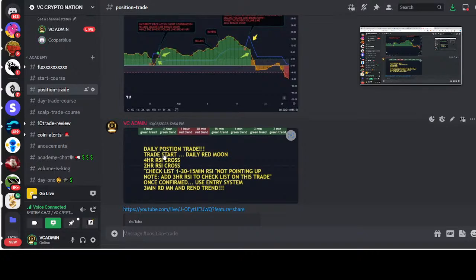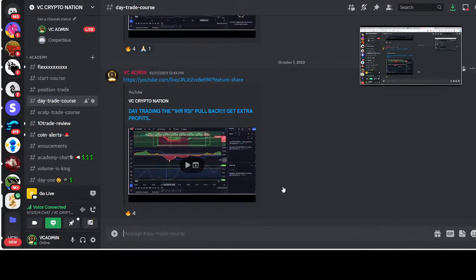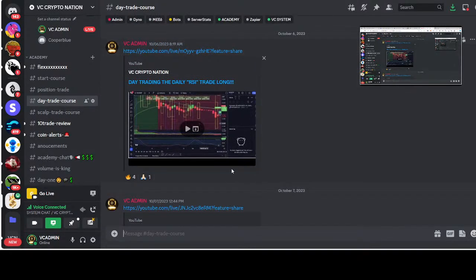Okay, so this is where you start. So basically what you want to do here is see the position trades, and then there's the day trading course, right? The day trading course is basically trades you can do inside of a position trade.